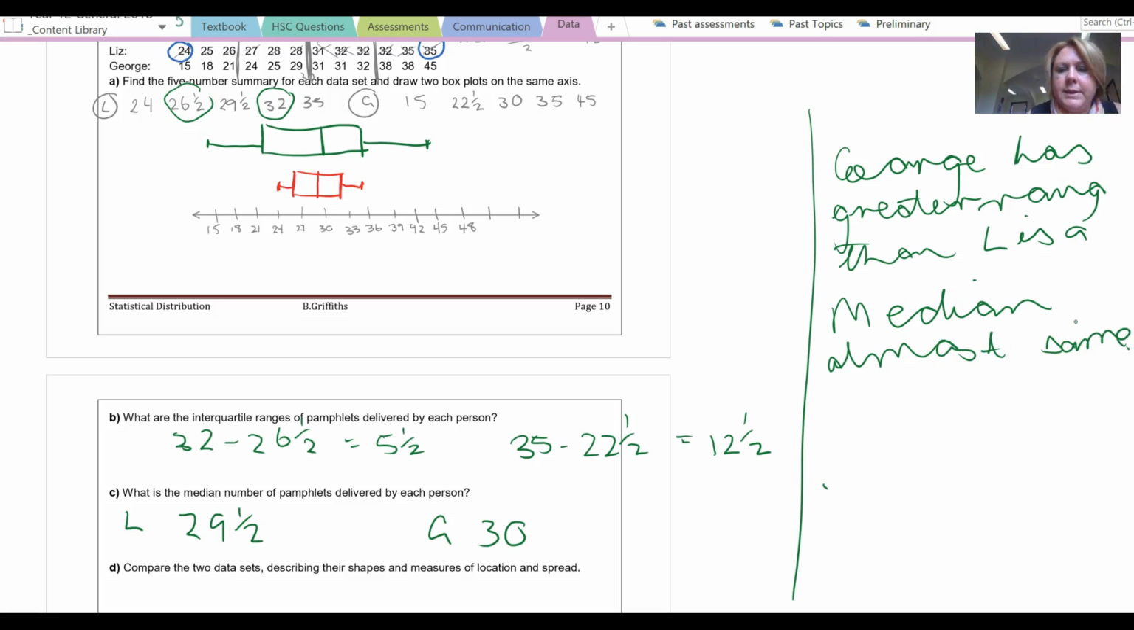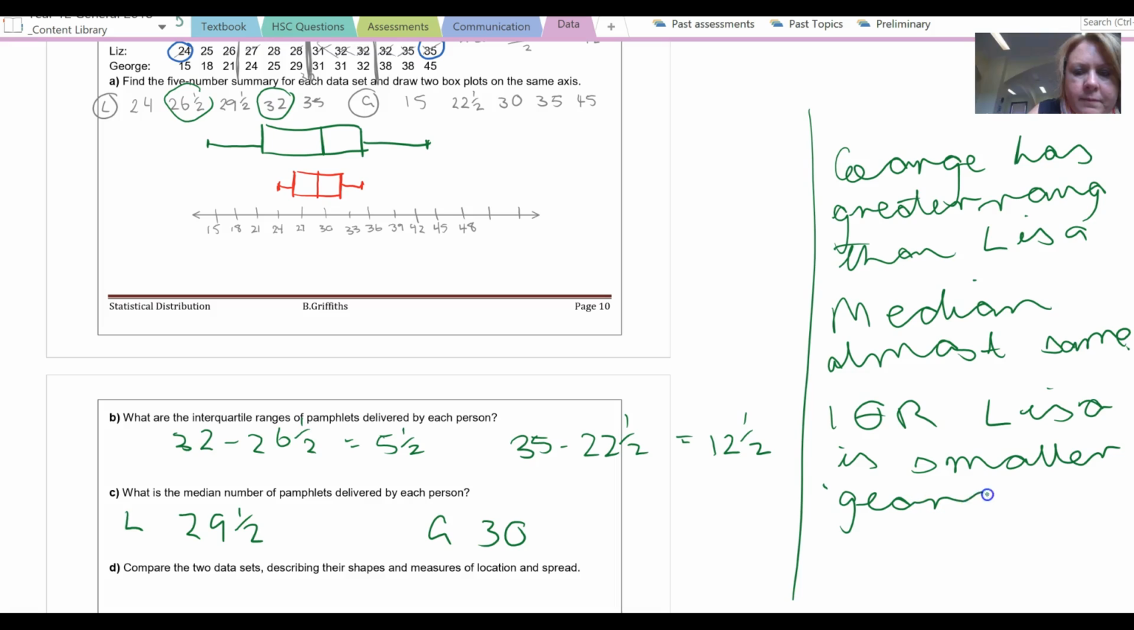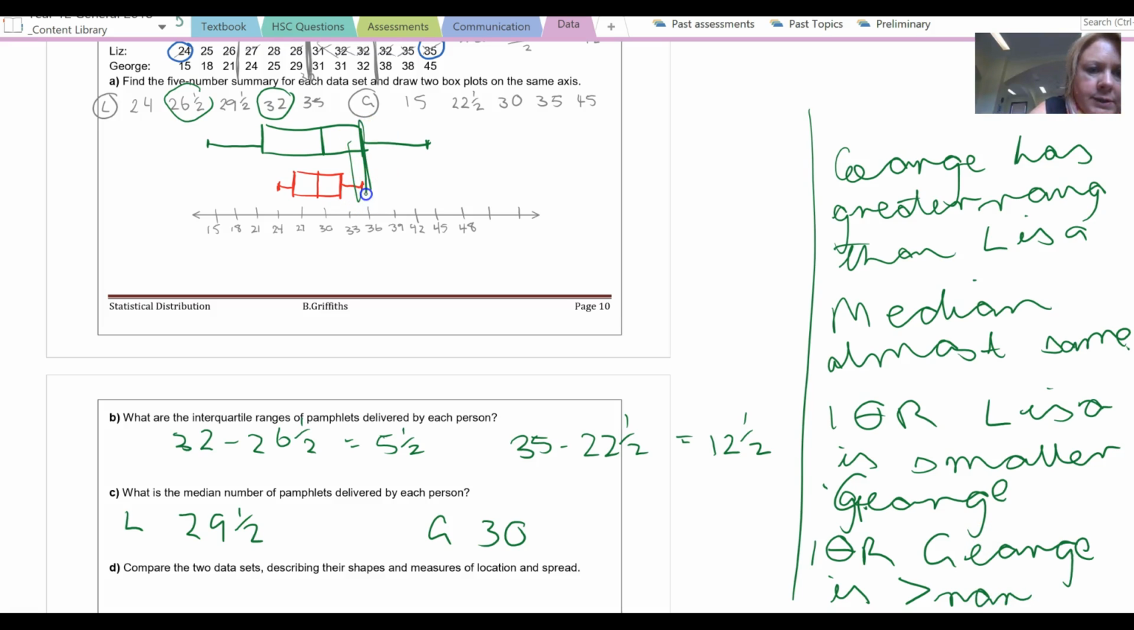Compare means put things that are different, put things that are the same. We could say that the interquartile range for Lisa is smaller than George. We could say that the interquartile range for George is greater than the range of Lisa's, because the whole of Lisa's fits into this.